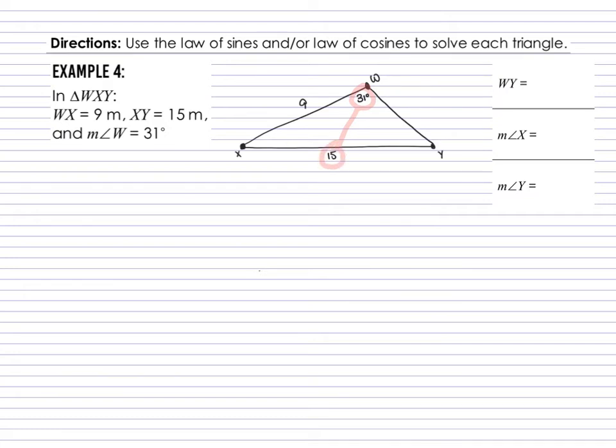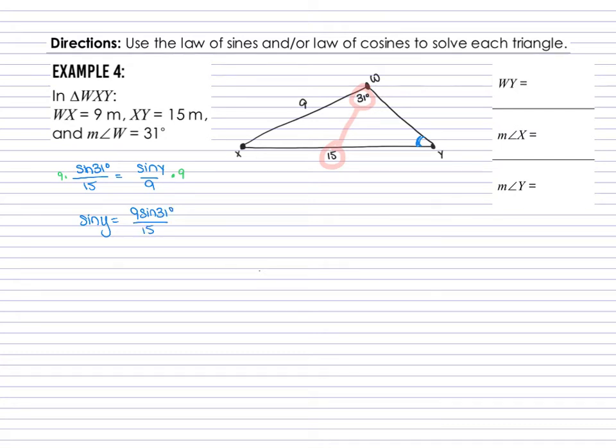Since I had that, I can jump right into the law of sines. What I'm going to try to find first is angle Y right here. Since I'm looking for an angle, I'm going to have that on top. The sine of 31 degrees over 15 is equal to the sine of Y over 9. I want to have the sine of Y by itself, so I'm going to multiply both sides by 9, which gives me that the sine of Y is equal to 9 times the sine of 31 degrees over 15.